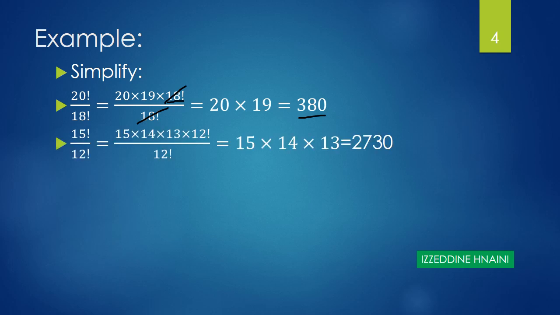15 factorial over 12 factorial. 15 factorial equals 15 times 14 times 13 times 12 factorial, cancelled by 12 factorial, we get 2730.